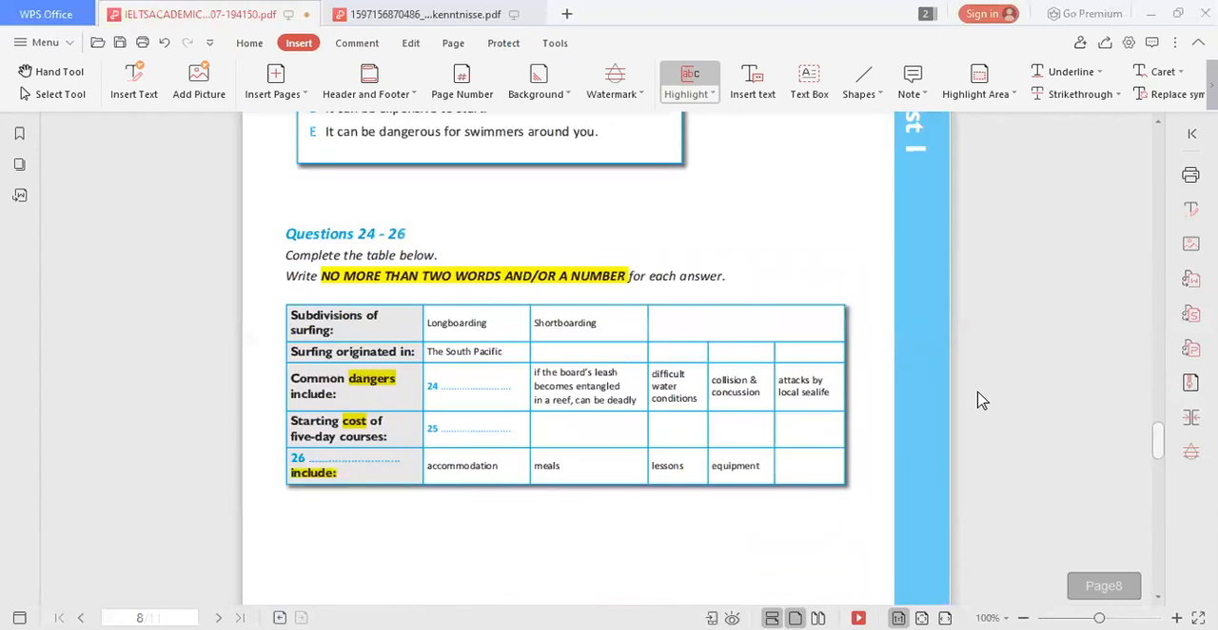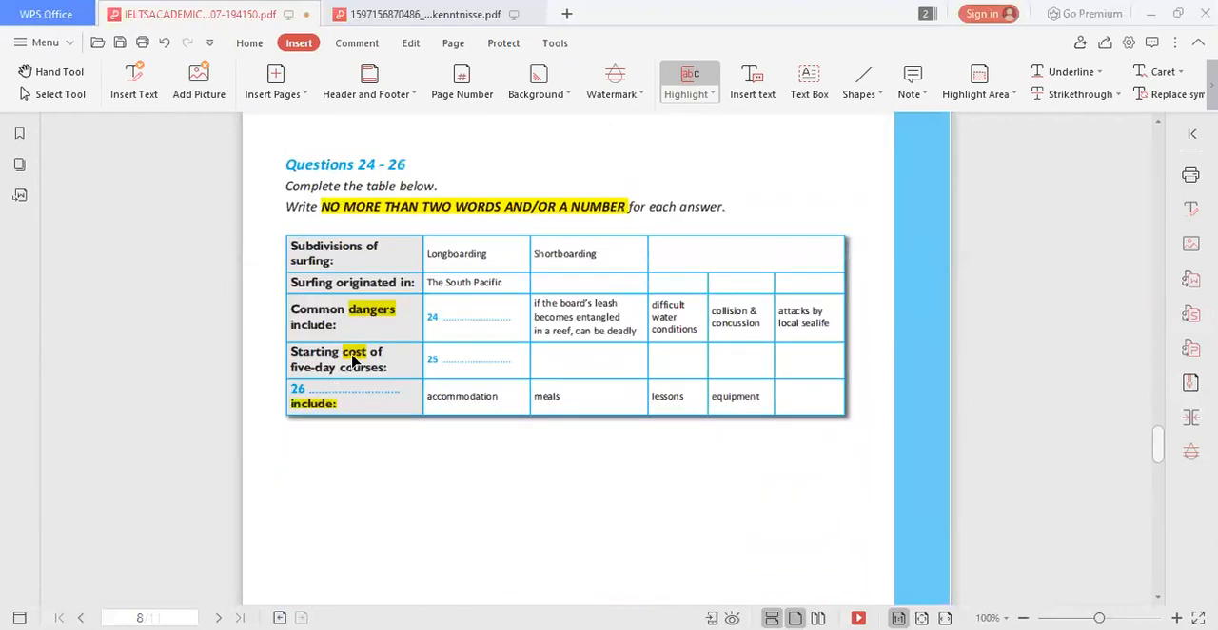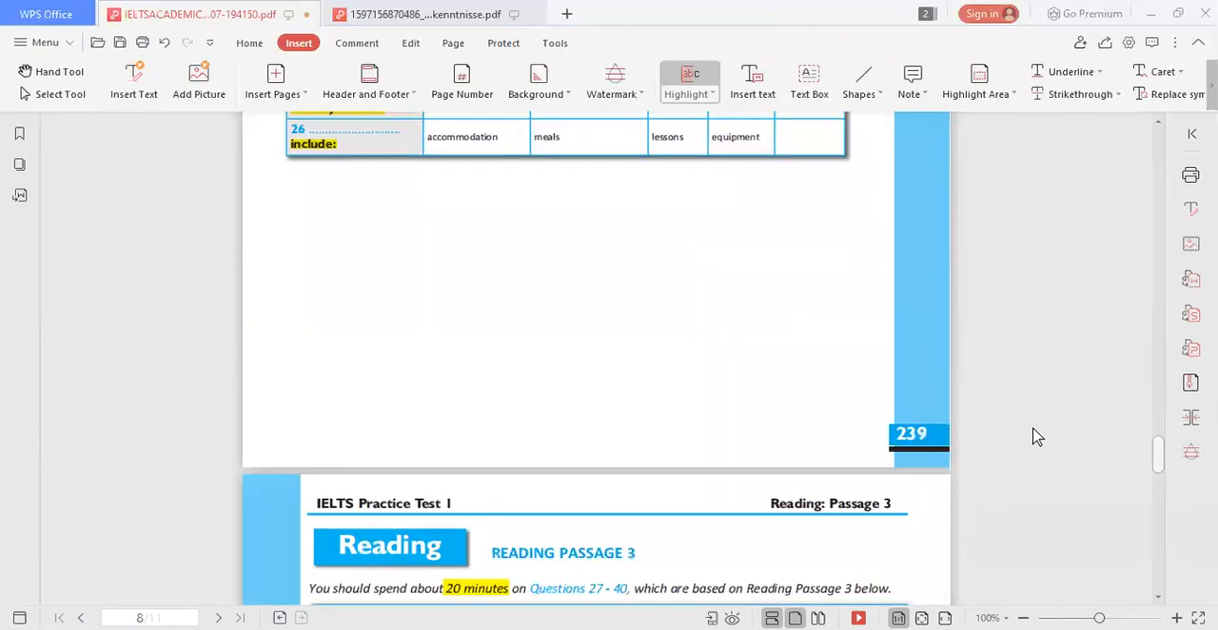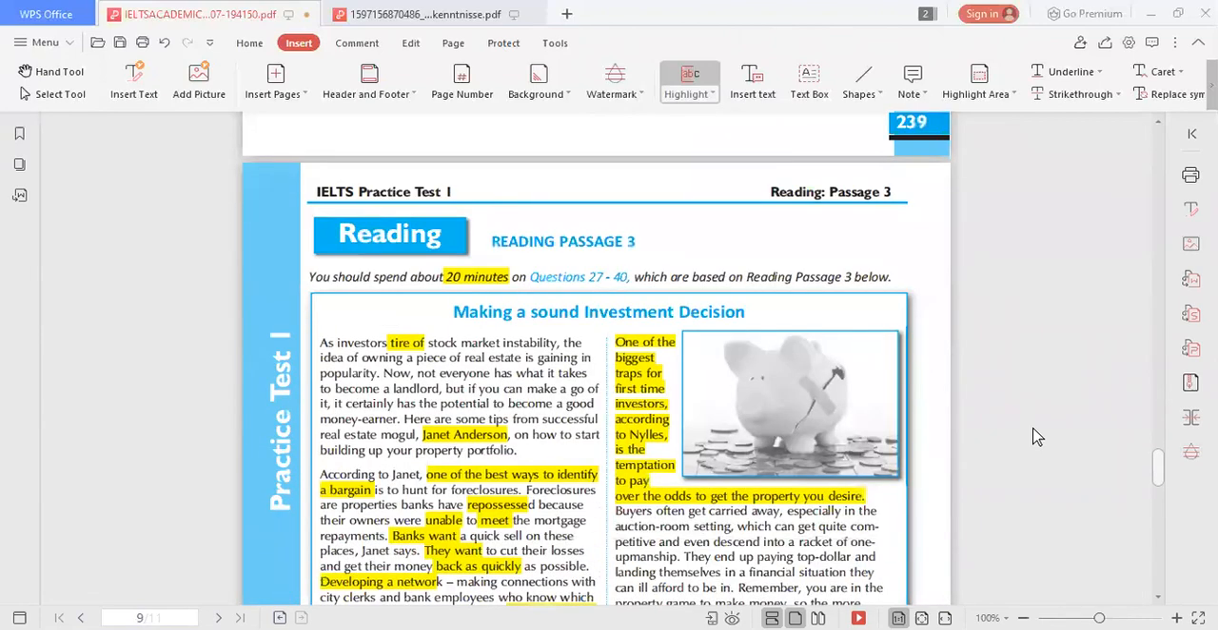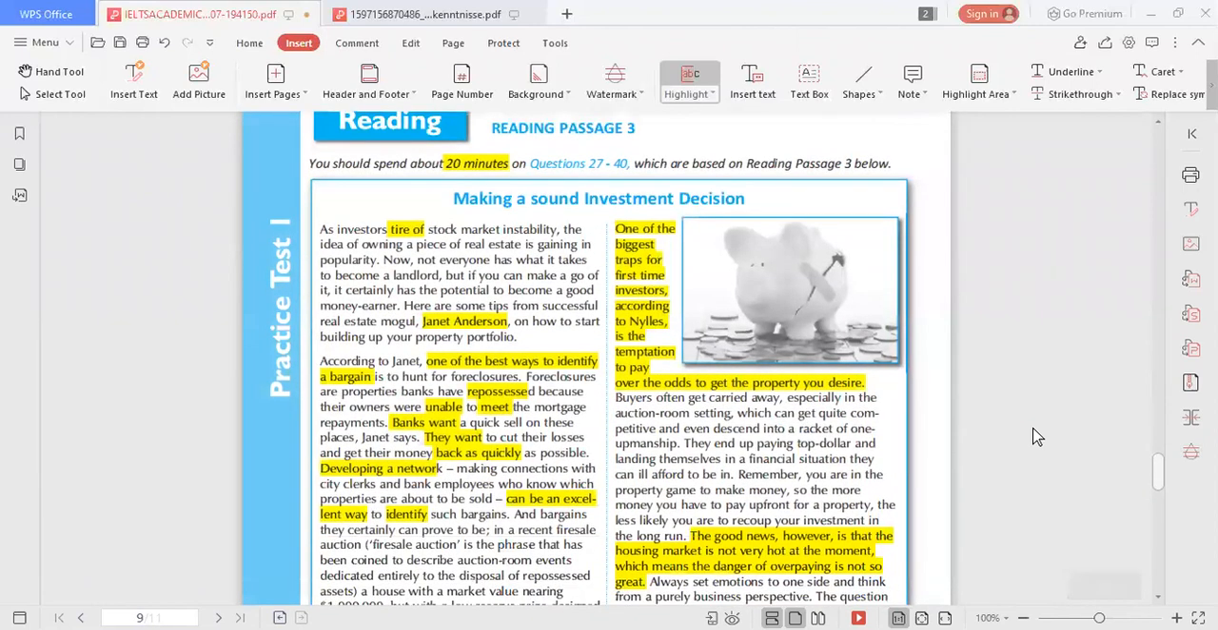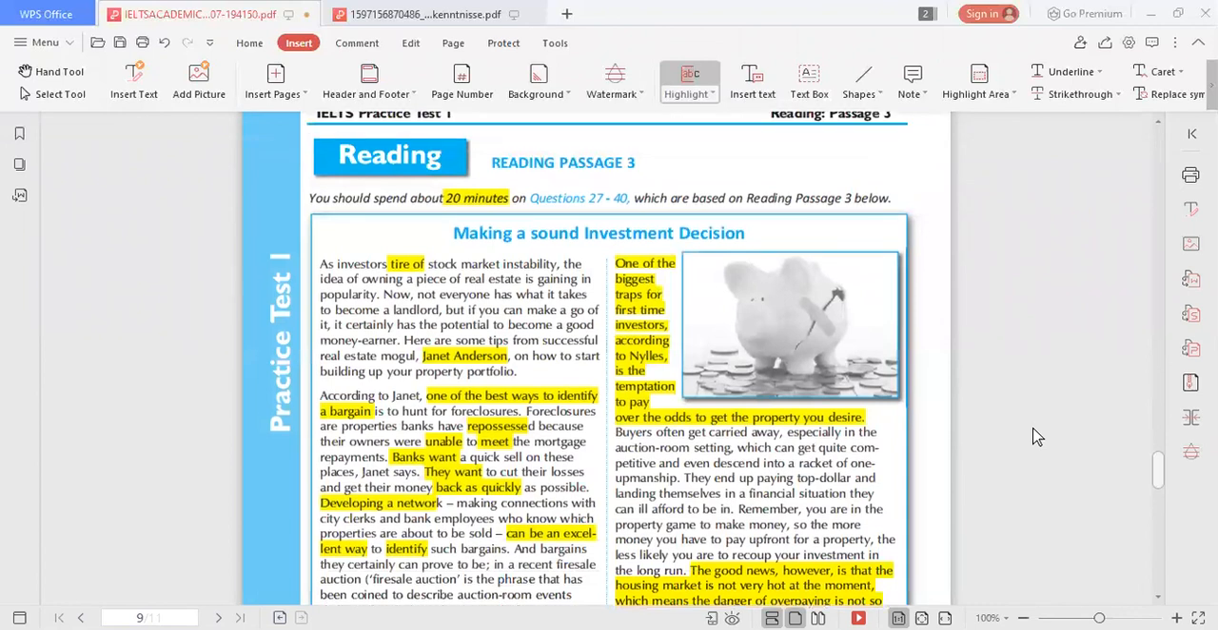So go ahead and try and figure out 25 and 26. I've highlighted the keywords for you, what you need. This 5-day course is also, but cost was enough for me to know where it is. So go look for where they talk about the cost of a 5-day course, and then what is the cost for longboarding. It's there. It's really clear, black and white. And then 26, what includes what? You've got accommodation, meals, and so on. It's also there. So go there and check it.